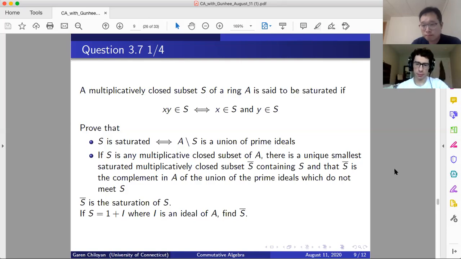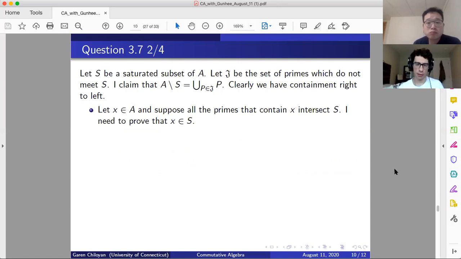Okay, let's get started. So let's prove S is saturated if and only if the complement is a union of prime ideals. Well, they already gave us some direction to prove this. So let S be a saturated subset of A. Let this weird German J be the set of primes which do not intersect S. So I claim that the complement is the union of those primes which do not intersect S.